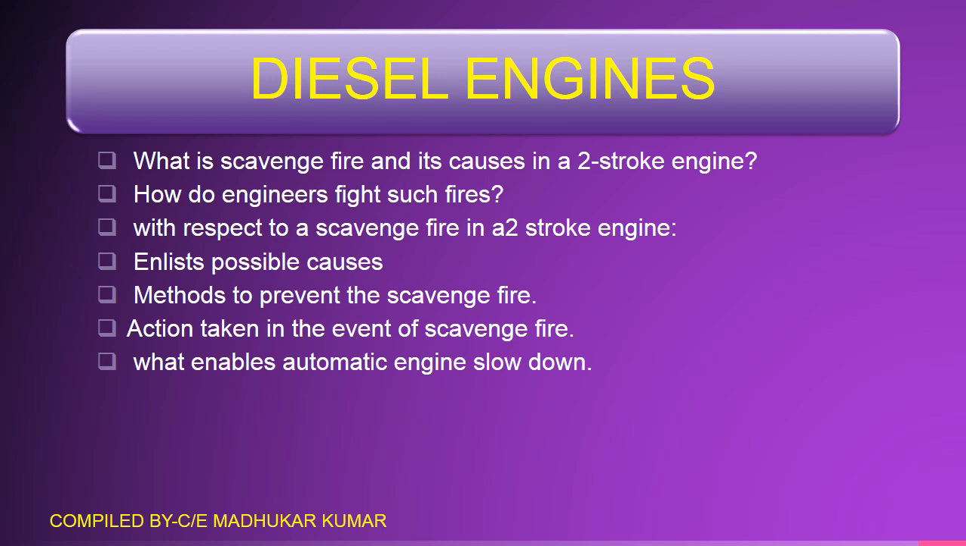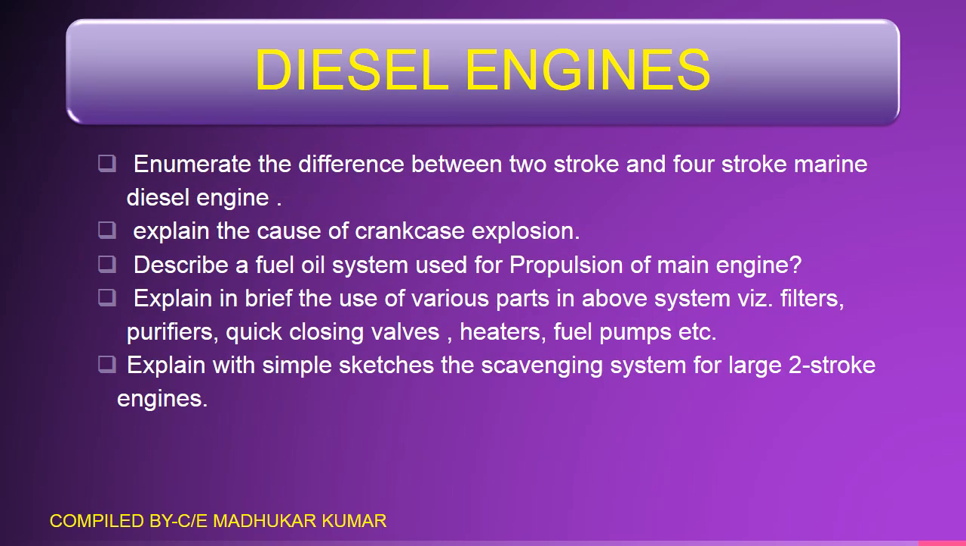With respect to the scavenge fire in a two-stroke engine, enlist possible causes, methods to prevent scavenge fire, actions taken in the event of scavenge fire, and what enables automatic engine slowdown. In this case, scavenge fire and your crankcase alarm, missed alarm, the diesel engine slows down. Enumerate the difference between two-stroke and four-stroke marine diesel engine. Explain the cause of crankcase explosion. Describe a fuel oil system used for propulsion of main engine.